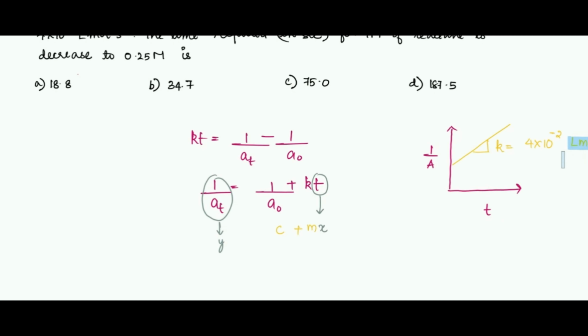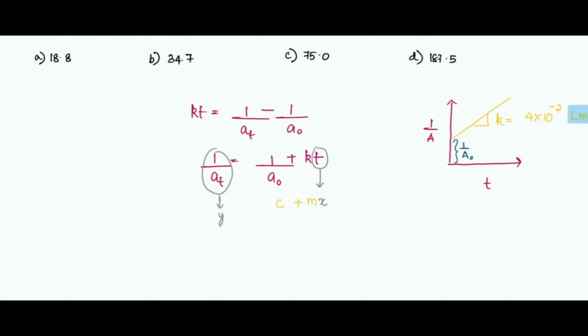The second order rate constant has the unit decimeter cube per mole per second. Correct? And what is the intercept? Intercept is the initial concentration, 1 by A naught. Correct? What is it that they have asked? The time required, in seconds, for 1 molar of the reactant to decrease to 0.25.